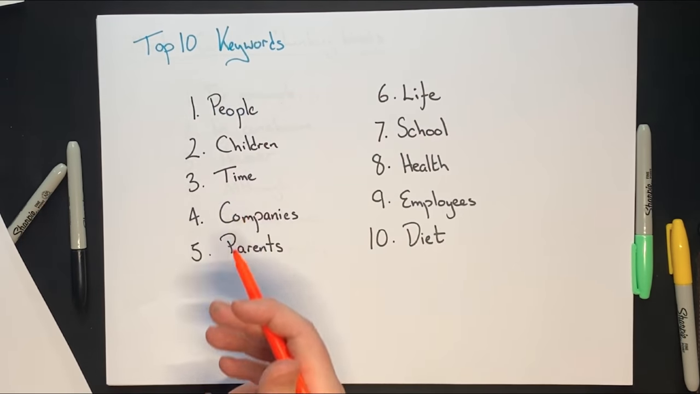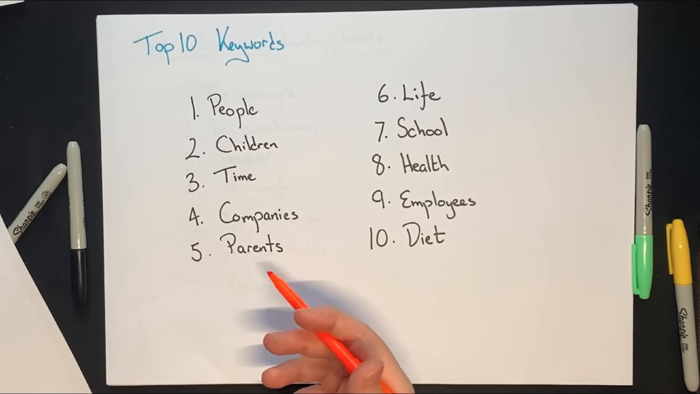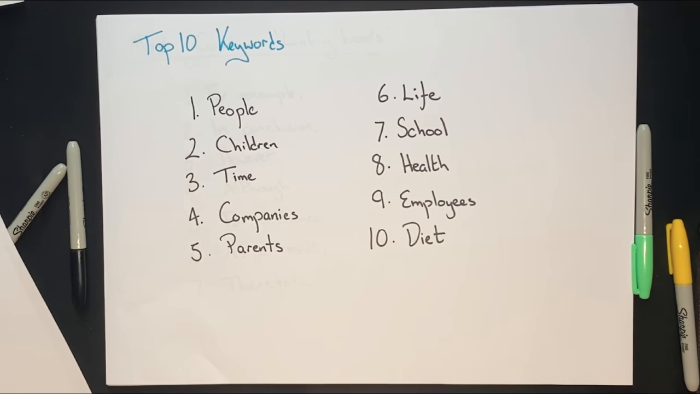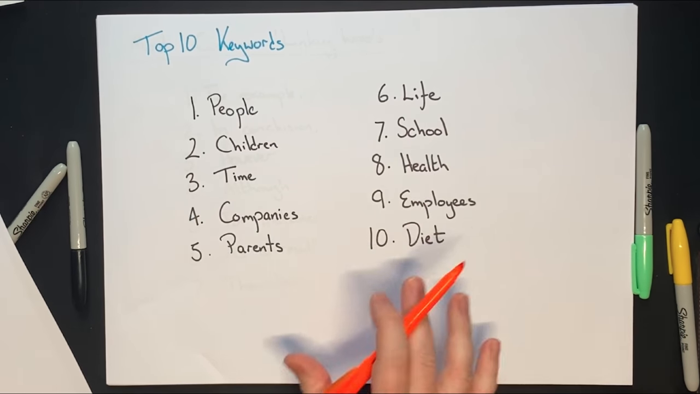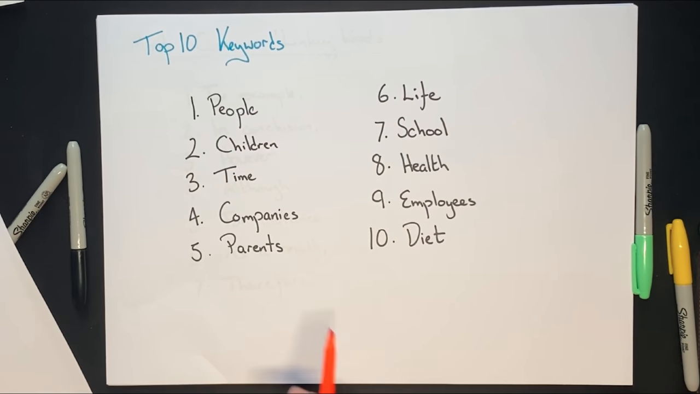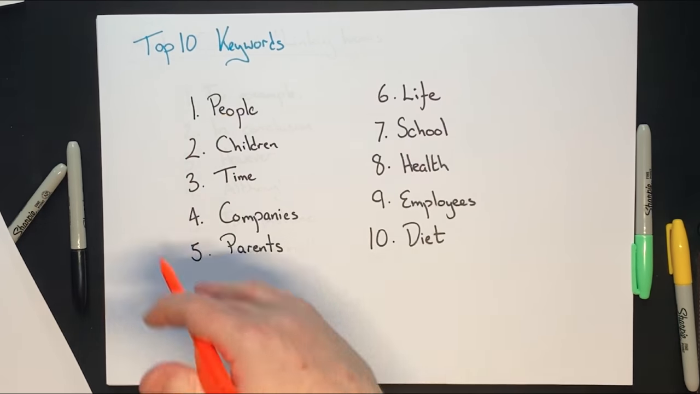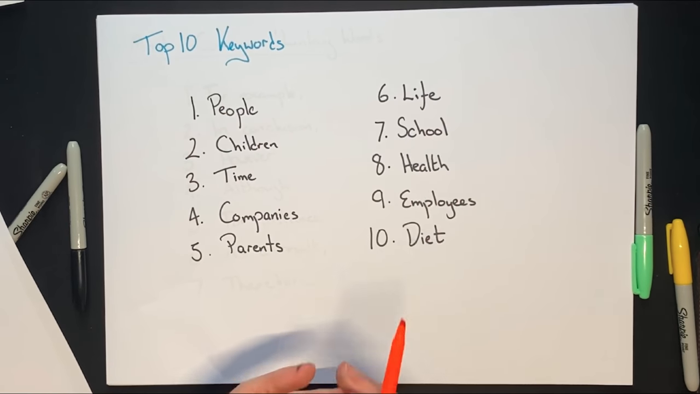So people, children, time, companies, parents, life, school, health, employees, and diet. Again, very simple words. As you'll notice, all of them are about people. Even companies are just made up of people. People go on a diet. Employees are people. So you better get used to writing about people.